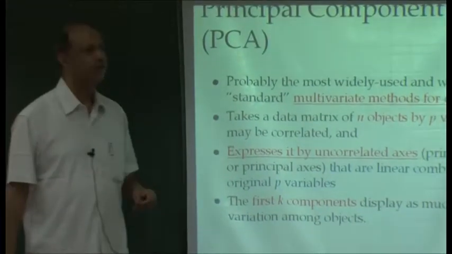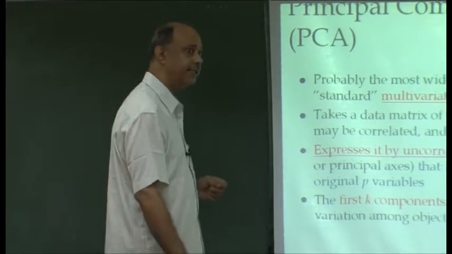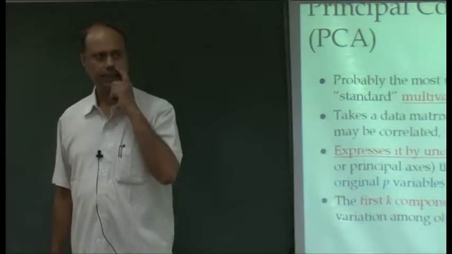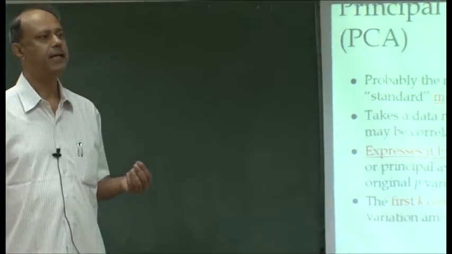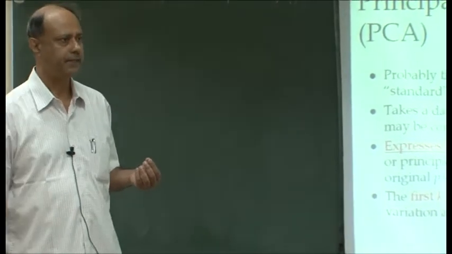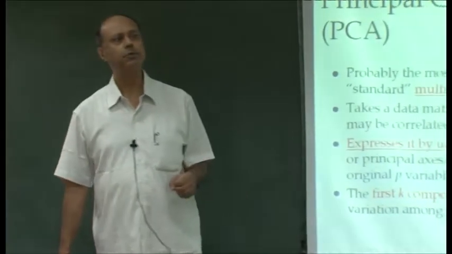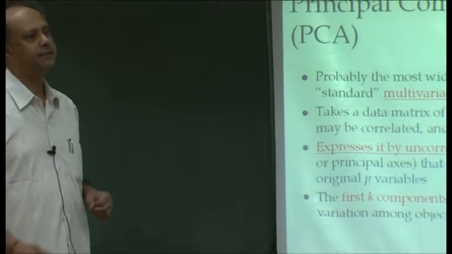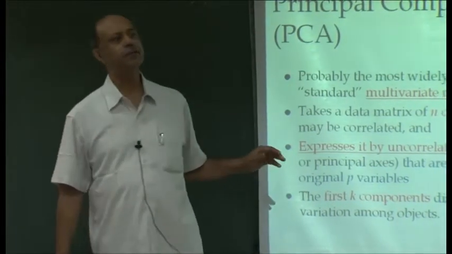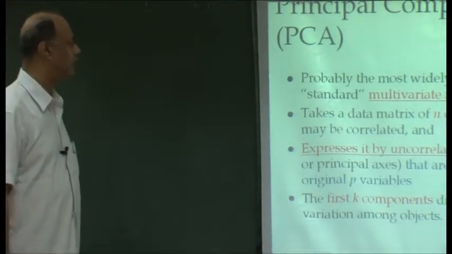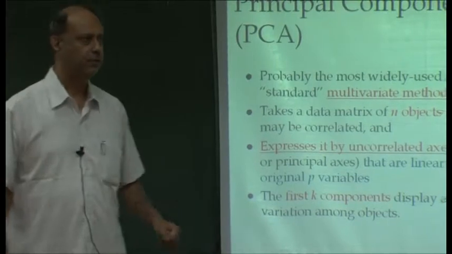So, it takes data of size n cross p, because you have p dimensions and n objects, and they are correlated. If you have one x1, the corresponding values will be there: x1 1, x1 2, x1 3, up to x1 p. But what we want is to express it in uncorrelated dimensions, which means we want to plot it in the direction of the principal axis, and that has to be expressed as a linear combination of those variables. How to do it?